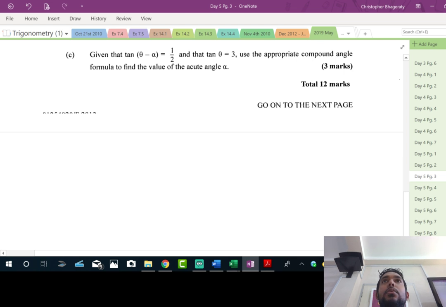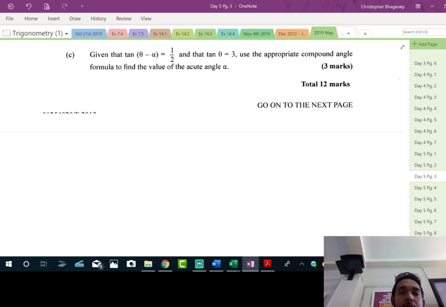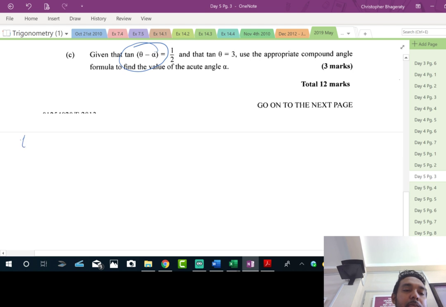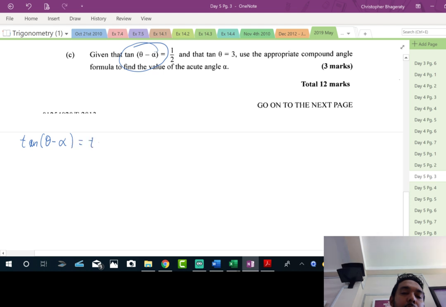Okay, so are you all trying it one time? All right, cool. So we know we want an expansion for tan of theta minus alpha. That's equal to tan theta minus tan alpha, all over 1 plus, my apologies, tan theta tan alpha.